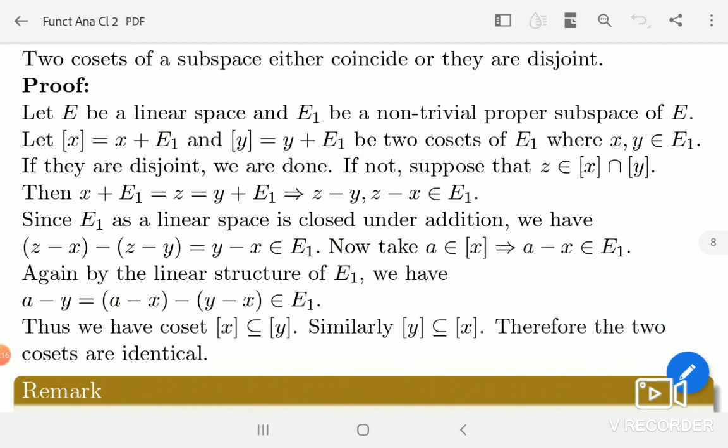Moving on to the proof, we take a linear space E and E1 a non-trivial proper subspace of E. Take two cosets, coset x equal to x plus E1 and coset y equal to y plus E1, of E1, where x and y are elements of E. If they are disjoint, there is nothing to prove. If they are not disjoint, suppose there is some z in the intersection. So z is an element of coset x and coset y. That means z is in coset x and z is in coset y, so x plus E1 equals z equals y plus E1.